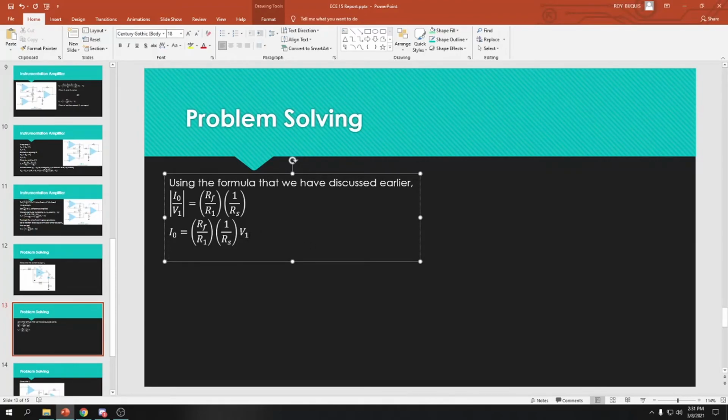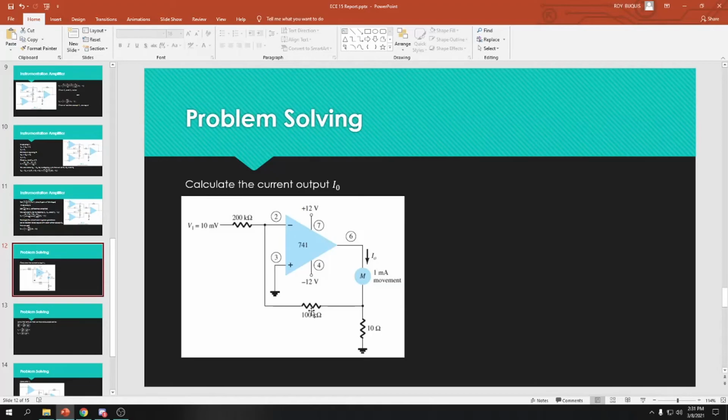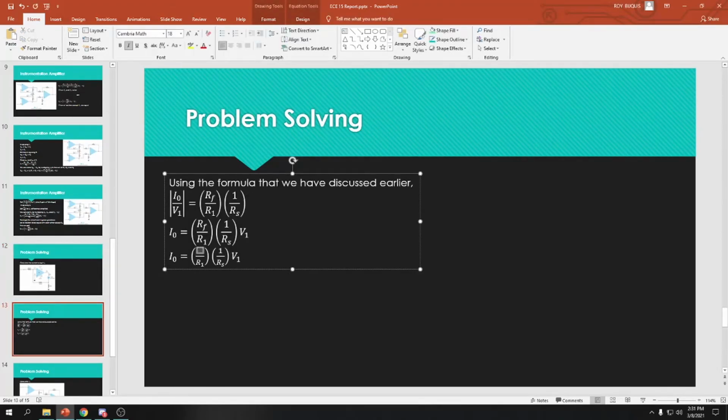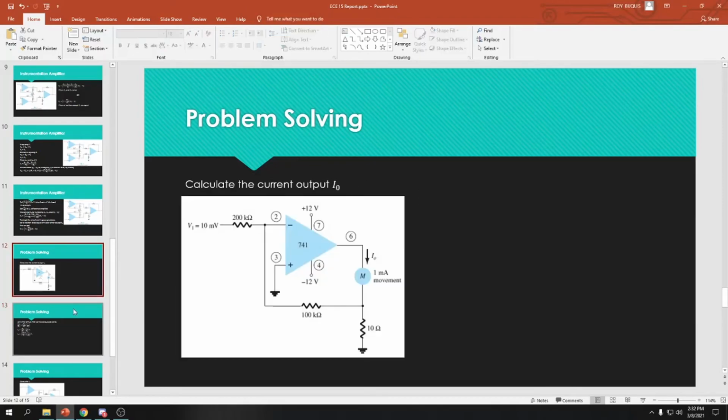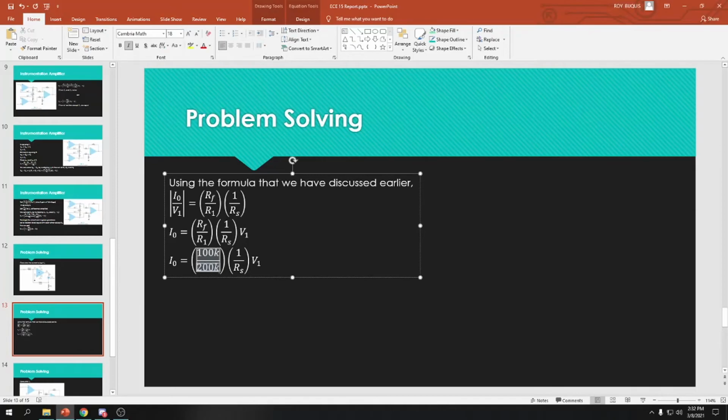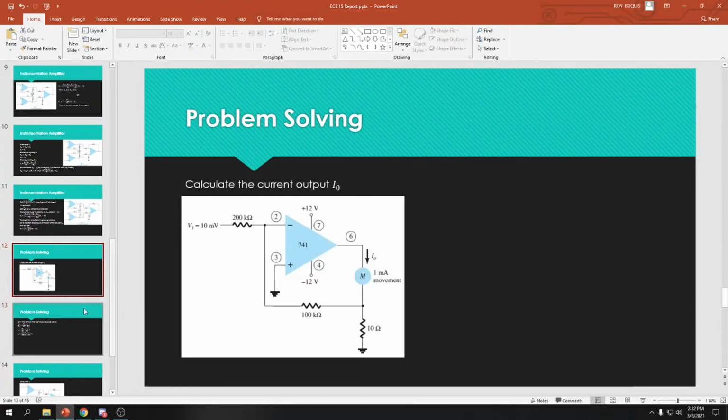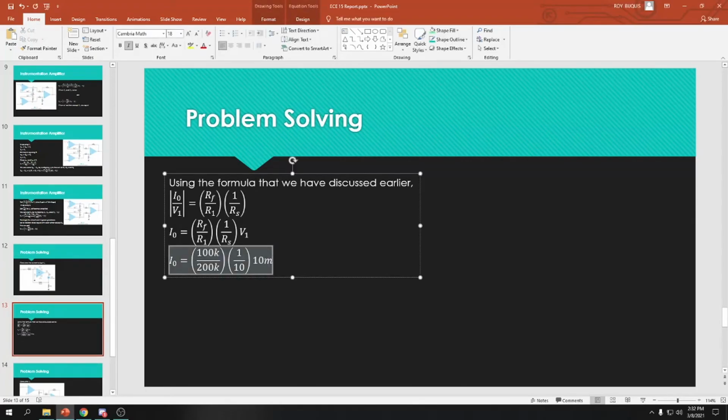So by substituting the values, we get IO is equal to RF, we have RF 100 kilo, R1 200 kilo ohms, and we have RS 10 ohms. And V1 we have 10 millivolts. So by calculating this, we can actually get IO. Then IO is equal to 0.5 milliamperes.